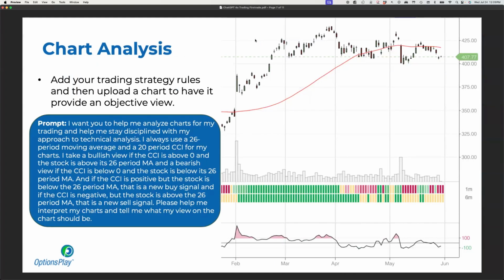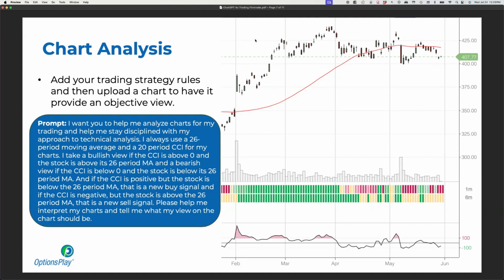So the first one we'll take a look at is chart analysis. This is really what is key about the latest version of ChatGPT, because in the previous versions you couldn't give ChatGPT a chart and ask it to interpret it for you. Now, the new version allows you to upload a technical analysis chart, and you can ask ChatGPT what it's seeing. But in my opinion, that's not particularly useful, because what you want it to do is to help you stick to a specific set of rules.